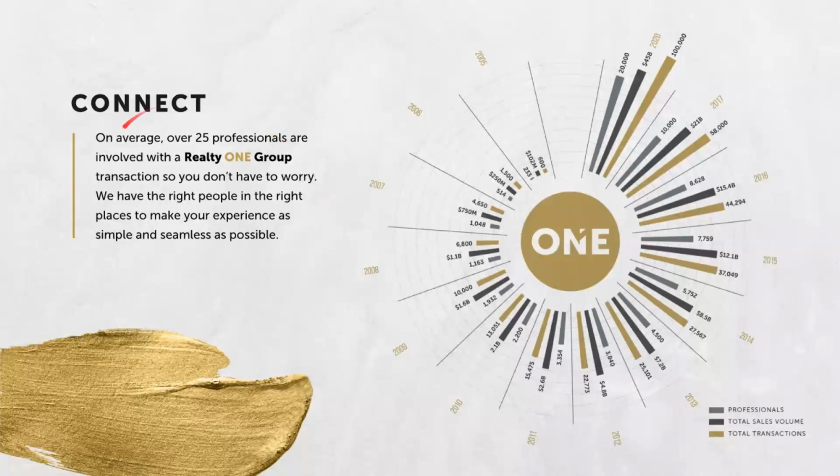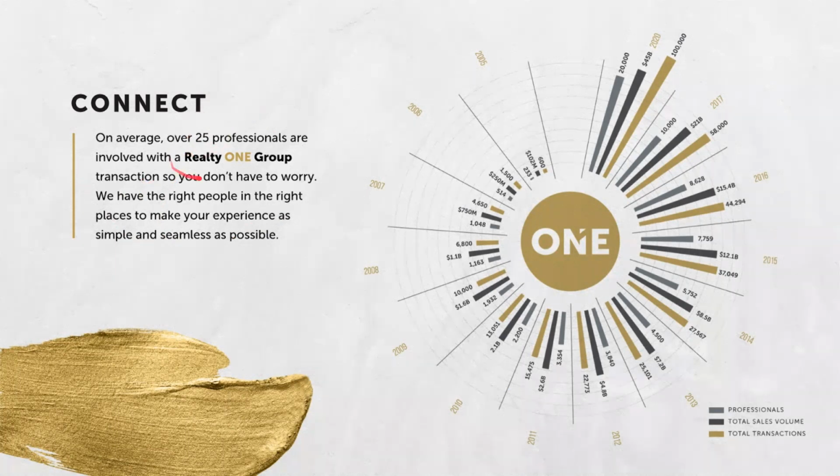Now, this is really important because you might be talking to a homeowner who might be thinking about for sale by owner, but they're going to interview agents anyway, or just to get industry information. Right here, I like to show them this. There are over 25 professionals involved with the Realty One Group transaction.